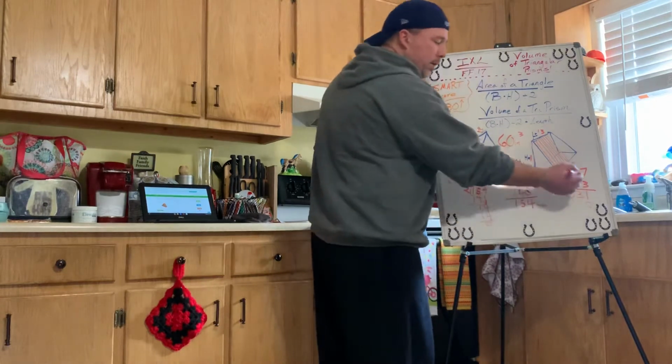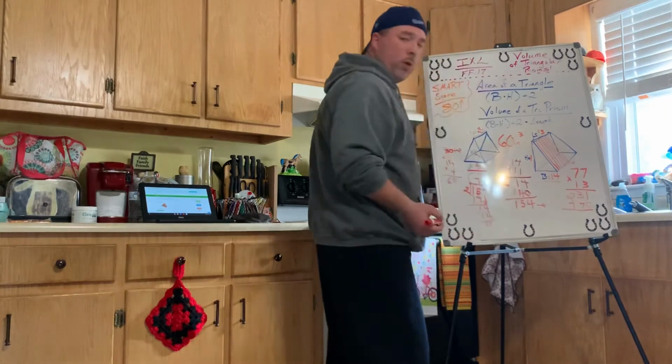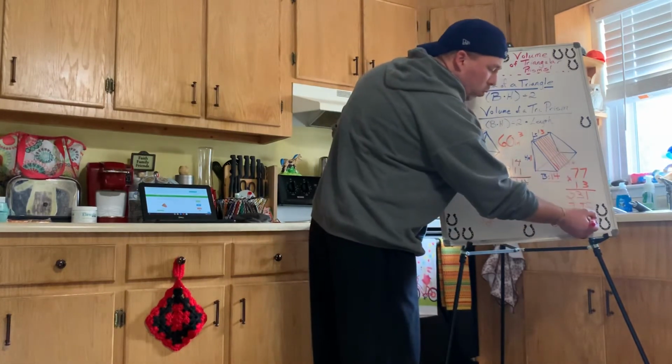1 times 7 is 7. 1 times 7 is 7. And now we add. 1 plus 0 is 1.